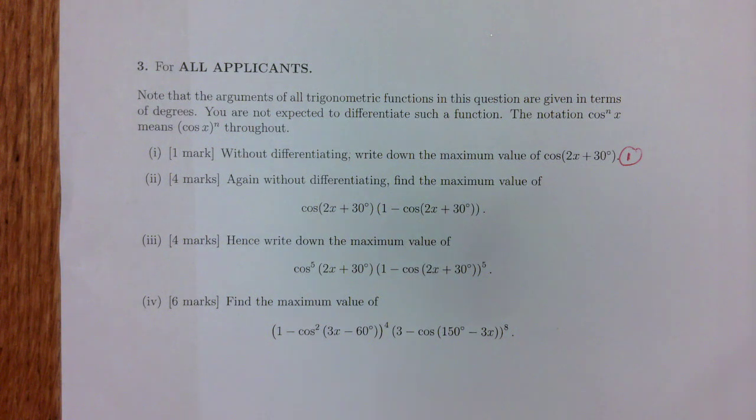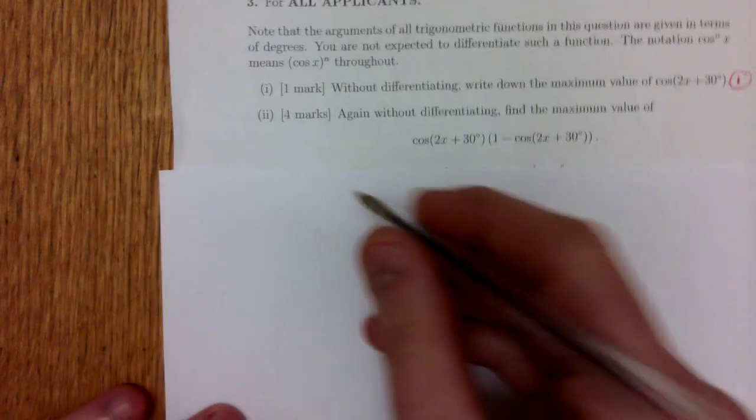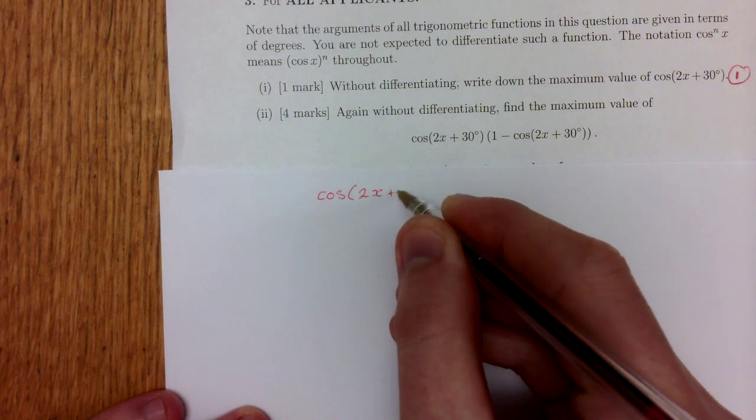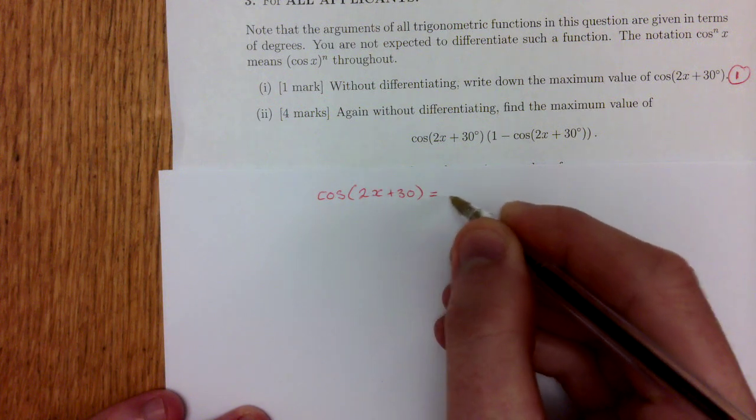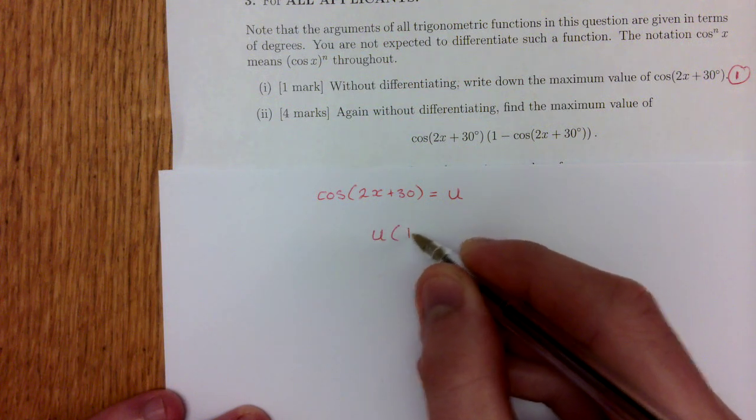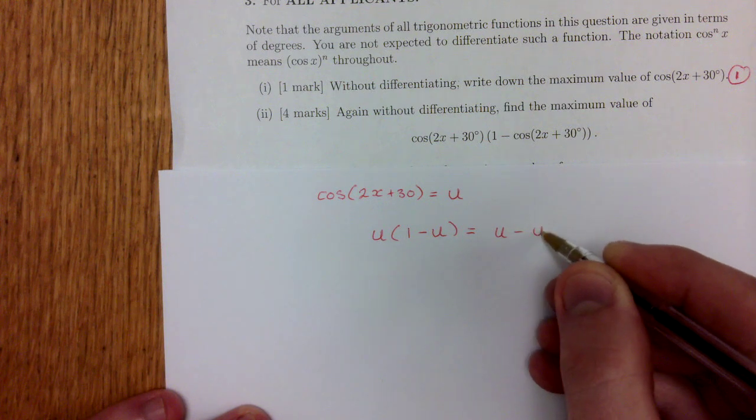Again, part 2, without differentiating, find the maximum value of this. So what I'd instinctively want to do here is make a little substitution. Let cosine of 2x plus 30 equal, I don't know, u. So what I've got is u times by 1 minus u, which is u take away u squared.